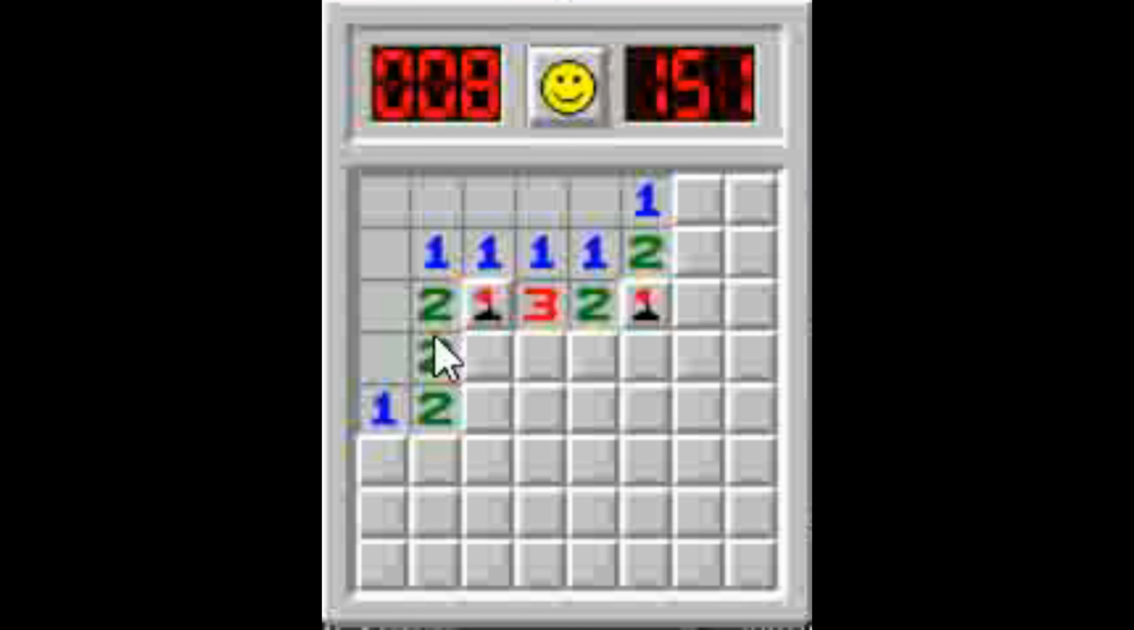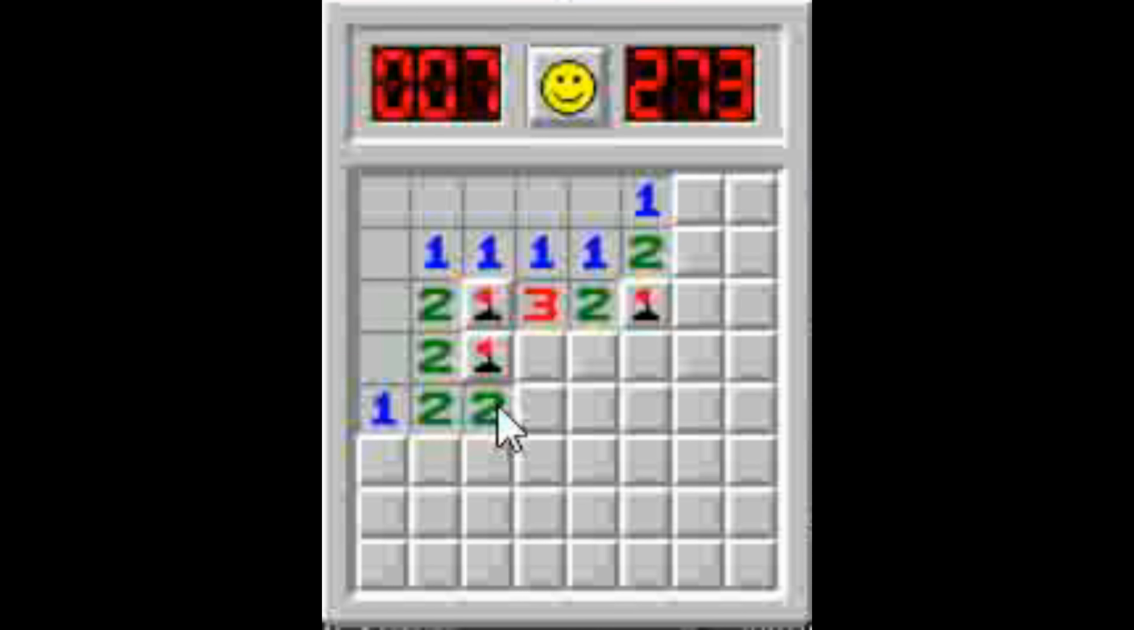Now you can use the same logic with 2s the way you did with 1s. So here in this box right here, you can see this 2, and around this 2 there are only 2 squares. I know one of them is a mine, and the second unexplored square also has to be a mine because there are 2 mines around this number 2. Now since I know that there are 2 mines here and there's a number 2 here, that means this cannot be a mine because there are already 2 mines around this 2.